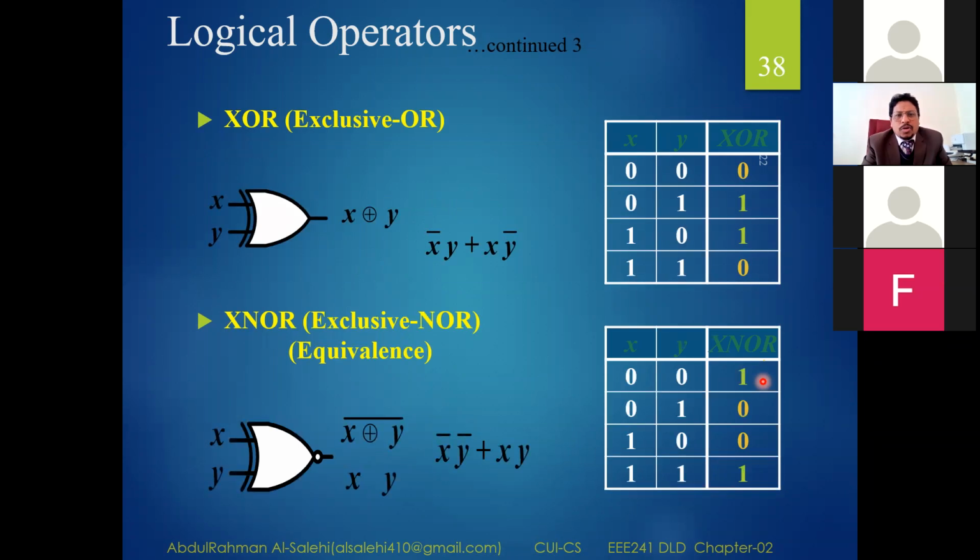So XOR or exclusive OR gate. Exclusive OR gate, basically, is different from the OR gate. The main thing is that here, whenever they have a similar value, it means that it is 0. Whenever they have different values, X and Y, it will give me 1. For the XNOR gate, it will be the inversion of that. Whenever they have a similar value, it will be 1. Whenever they don't have a similar value, it will be 0.